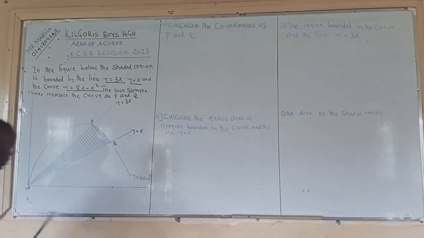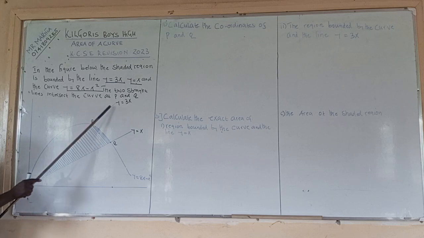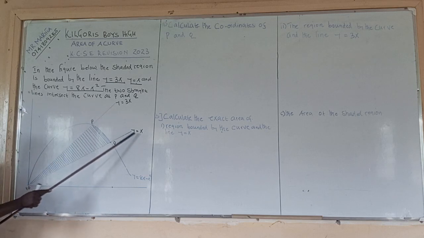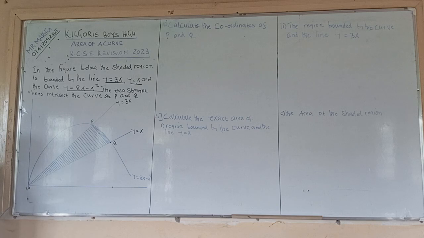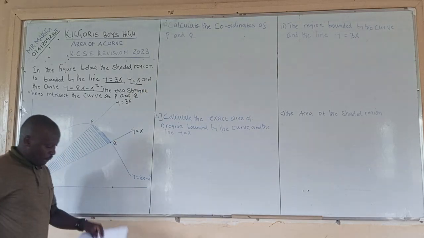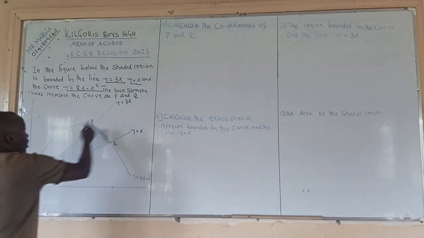So this is the curve y = 8x minus x squared. Then we have this line y = 3x, and this line y = x. The line y = 3x and the curve intersect at point P, and y = x and the curve intersect at point Q. Calculate the coordinates of P and Q.